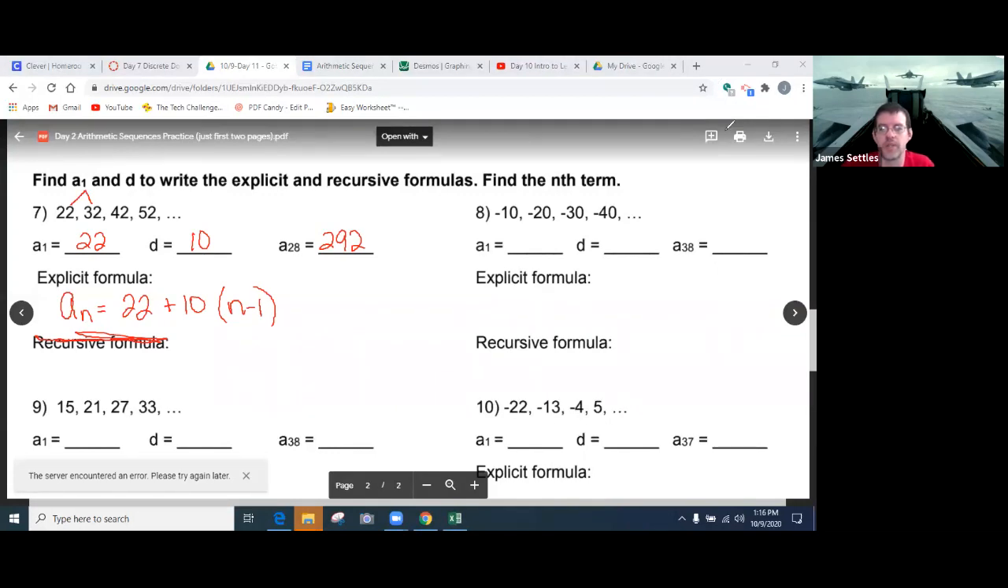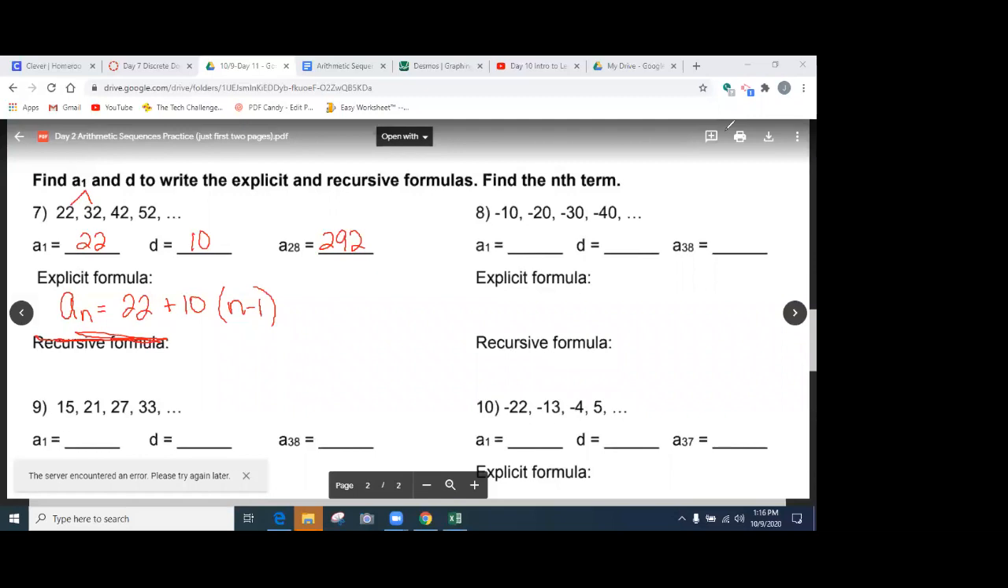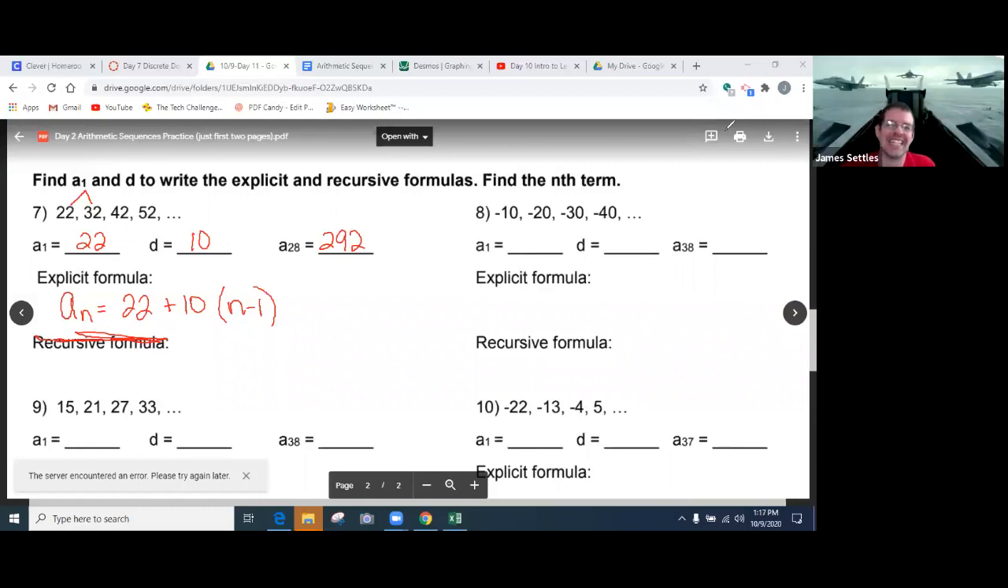All right, is everybody doing good with that right there? Okay. Don't erase it. All right, I'm not erasing it. All right.